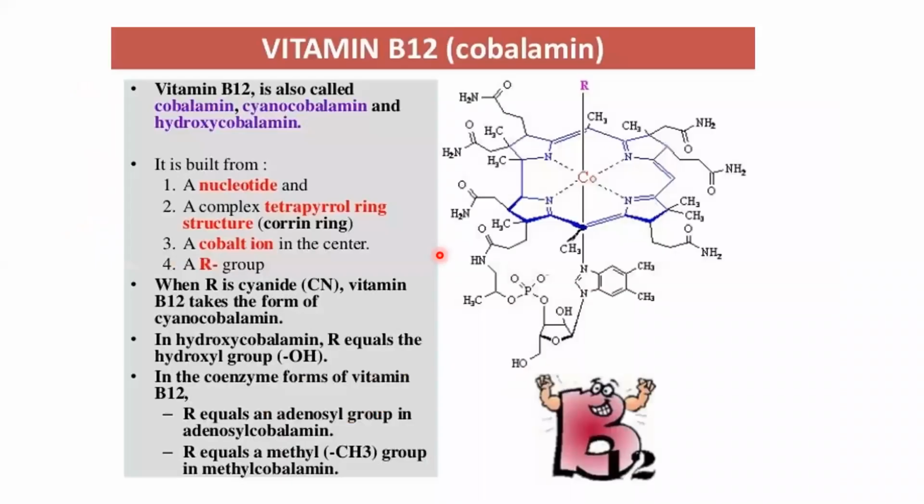Okay, but coming to the positive side of cobalt, cobalt is the central atom that supports the structure of vitamin B12. Vitamin B12 is also called cobalamin. Almost all biological metabolisms are dependent on vitamin B12 activities.